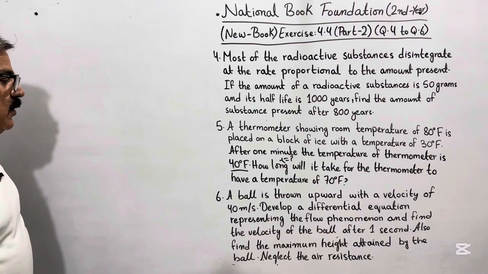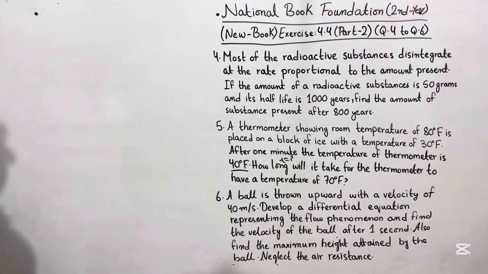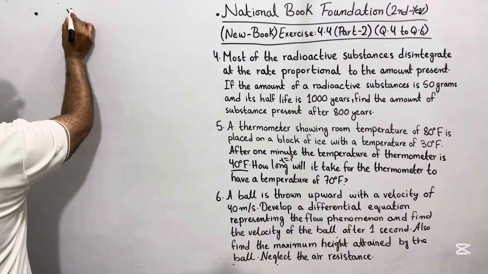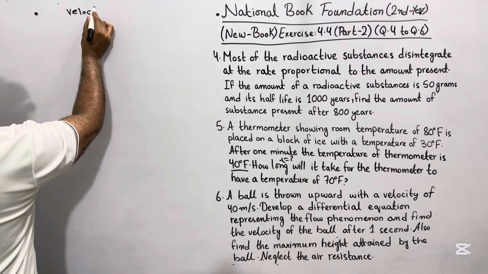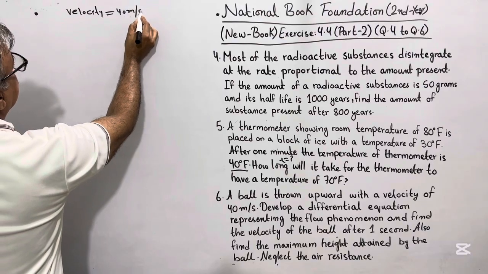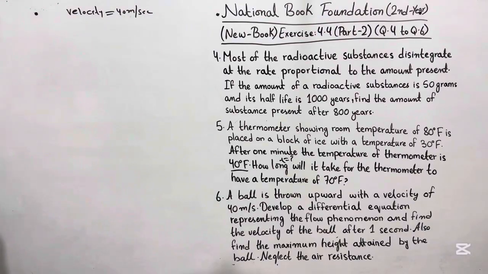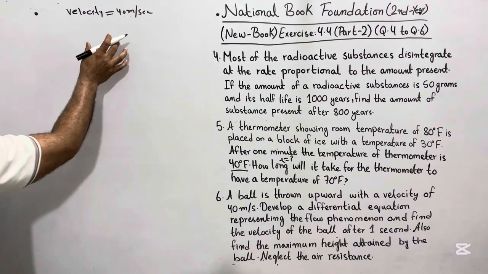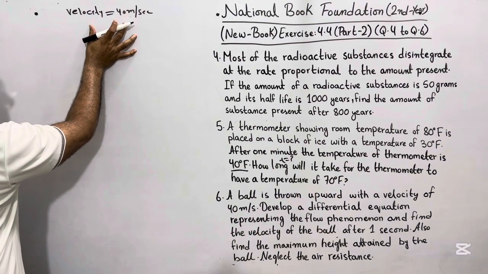A ball is thrown vertically upwards with a velocity of 40 meter per second. Develop a differential equation representing the flow phenomenon and find the velocity of the ball after 1 second. Find the maximum height attained by the ball. Neglect the air resistance. Okay, find a differential equation.